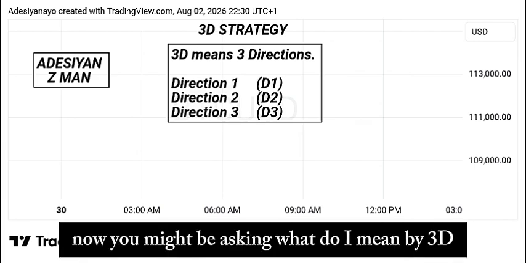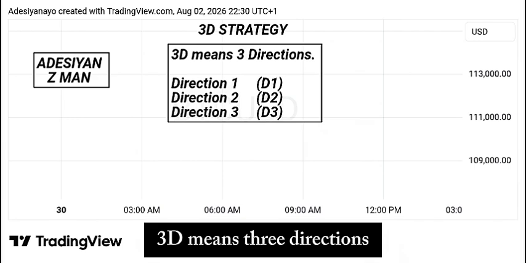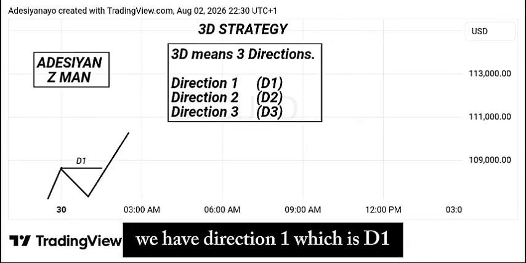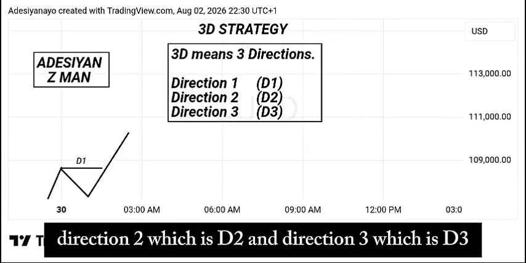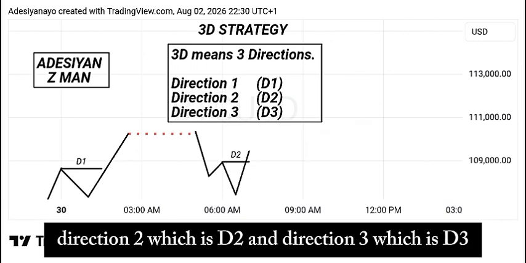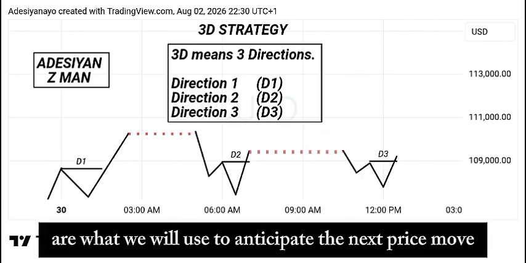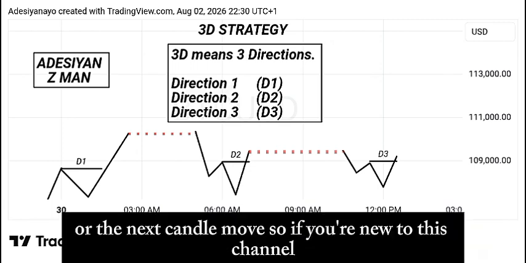Now you might be asking, what do I mean by 3D? 3D means three directions. We have direction 1, which is D1, direction 2, which is D2, and direction 3, which is D3. All these 3Ds are what we will use to anticipate the next price move, or the next candle move.